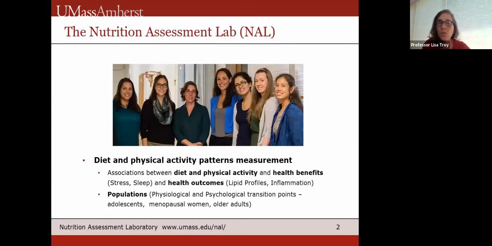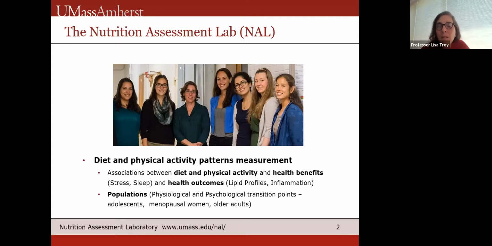Okay, so I run the Nutrition Assessment Laboratory at UMass Amherst. This is a study team that I had a couple of years ago. Essentially, I have from 4 to 13 people in my lab at any one time. There's a little bit fewer people in the lab right now because of COVID-19. We really are interested in diet and physical activity on health benefits and health outcomes during periods of transition.